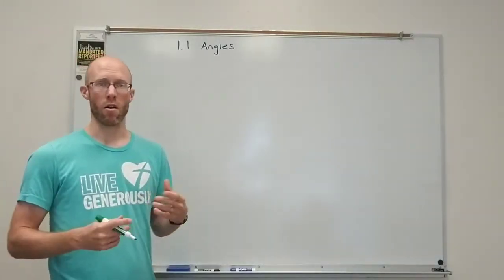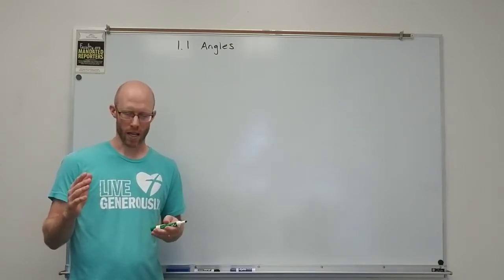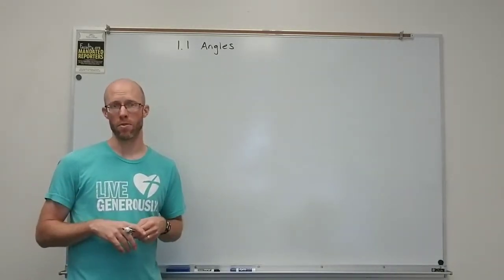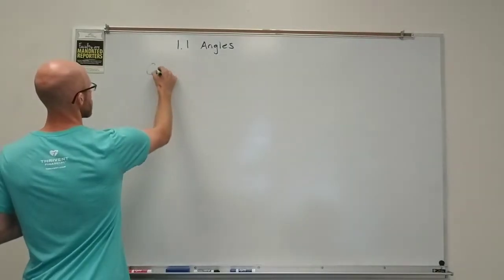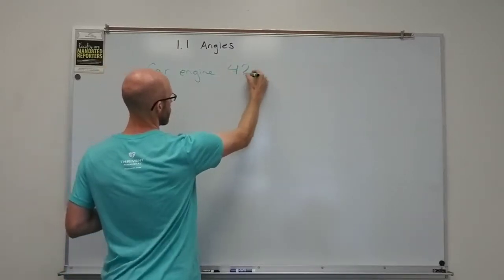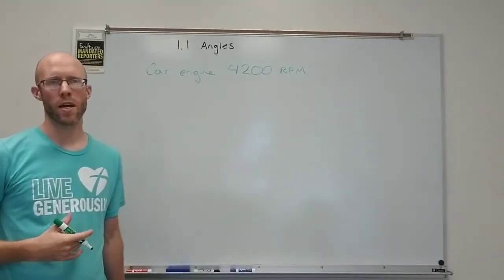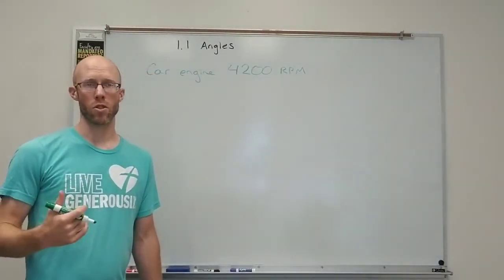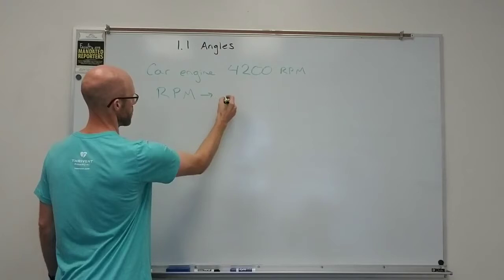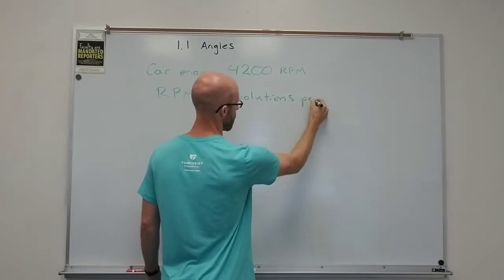An example might be a car engine. So with a car engine, you get your RPMs on your dashboard. Let's say your car was running at 4,200 RPMs. Now an RPM, the unit there is a revolution per minute. RPM means revolutions per minute.